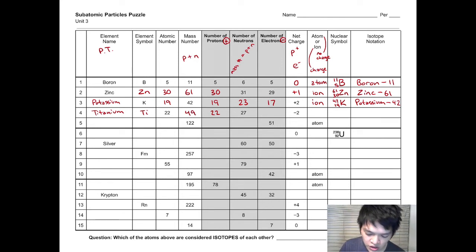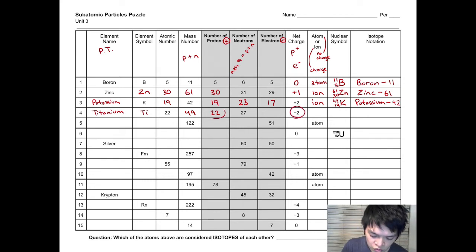What else? We need to know the number of electrons. Well, electrons are negative, so I need to think about things that are charged, right? I know that my net charge is -2. I know I need to have more electrons than protons already, right? And what else do I know?